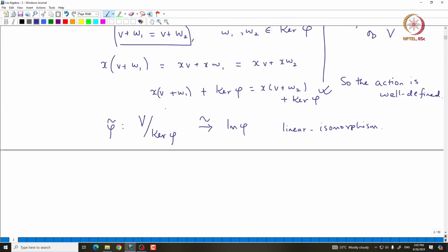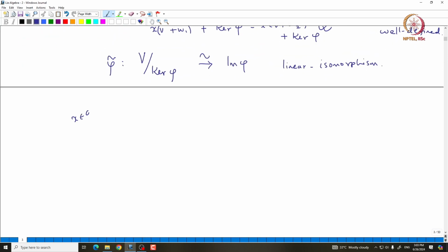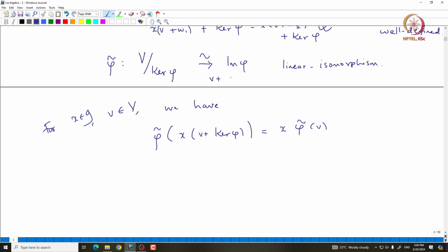Okay. So, let us write it down. Whenever we have x in G and v in capital V, we have phi tilde of x applied on v plus kernel phi. This is something we need to check. This is exactly equal to x of phi tilde of v. The map is given by v plus kernel phi maps to phi of v. So, that is the map. Again, one can check this is a well defined map, there is no problem.